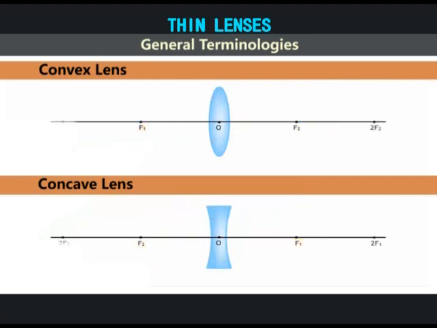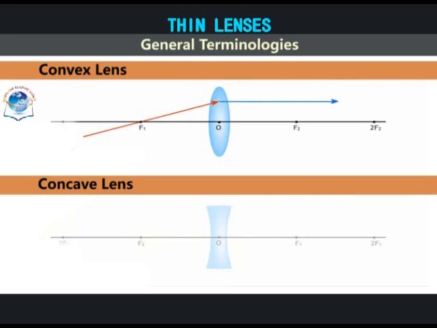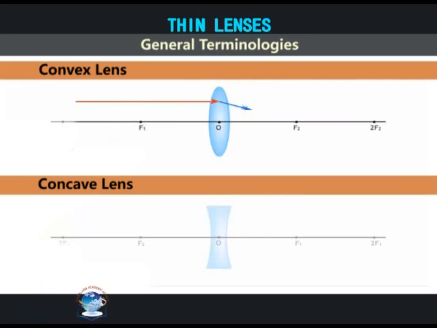In a convex lens, if an incident ray passes through a focus and its emergent ray passes parallel to the principal axis, then that focus is called the first principal focus, f1. If an incident ray passes parallel to the principal axis and its emergent ray converges at a focus, then that focus is the second principal focus, f2.